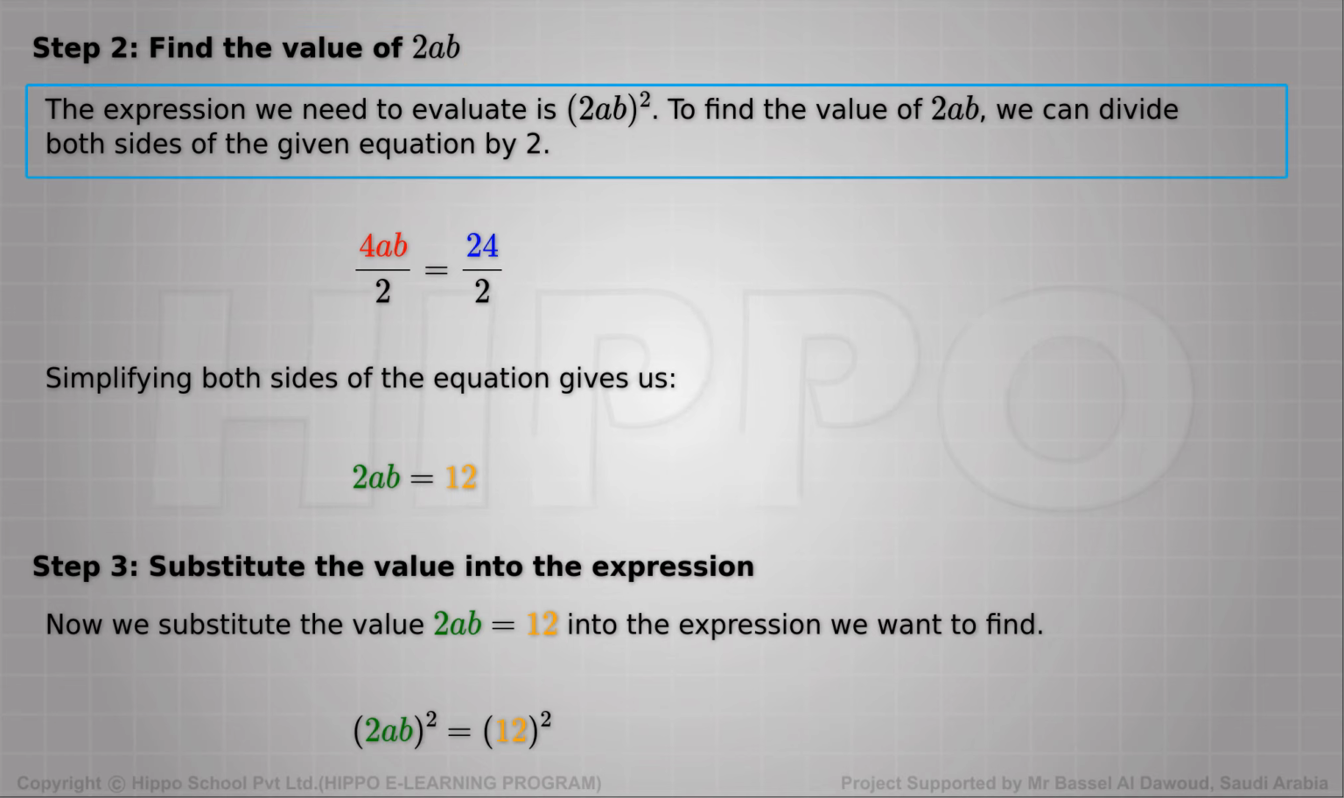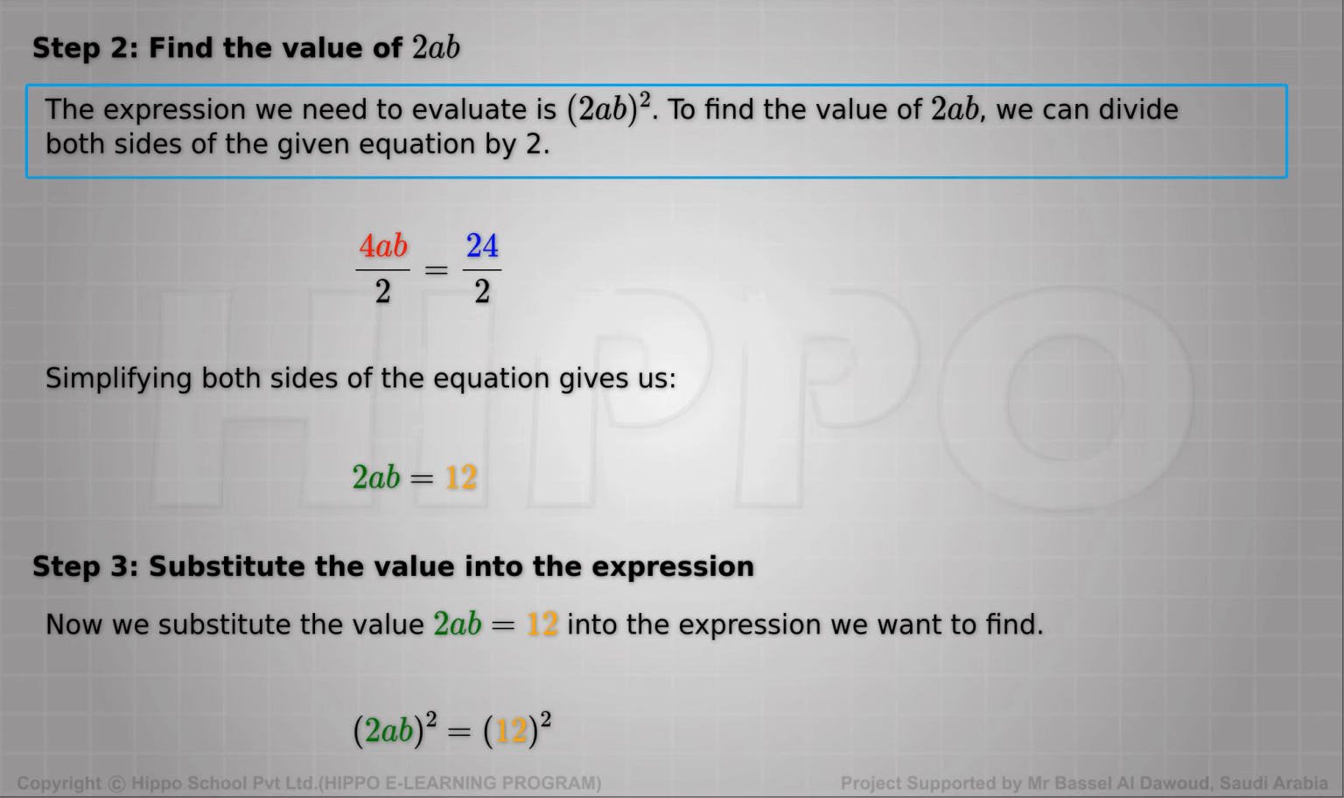We want to find the value of the quantity 2ab squared. Notice the term inside the parentheses is 2ab. Our given equation has 4ab. Can you see the connection? 4ab is exactly twice as large as 2ab.